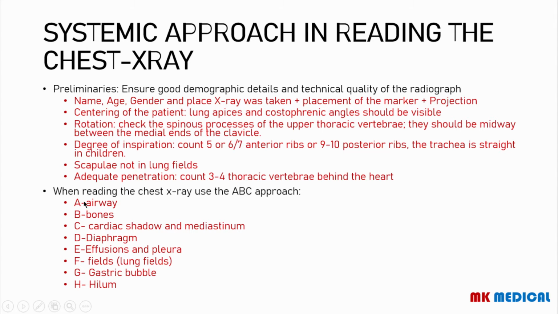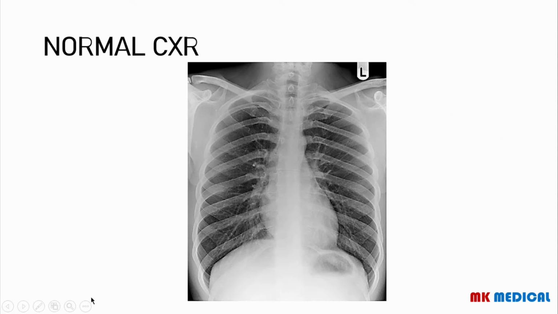Since there are about 1, 2, 3, 4, 5, 6, 7, 8 things that we're going to be checking, this lecture is going to be divided into 2 parts. So today we shall cover part 1, where we'll look at the airways, the bones, the cardiac shadow, and the mediastinum. We'll look at the diaphragm, and then in the subsequent lecture we'll look at effusions and pleura, the lung fields, the gastric bubble, and the hilum.